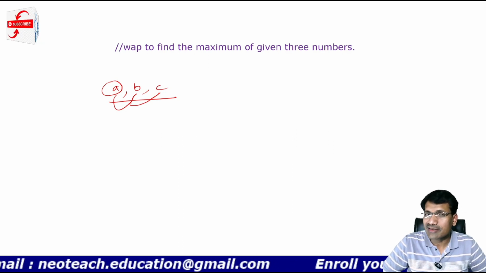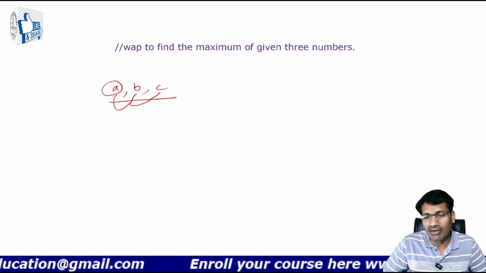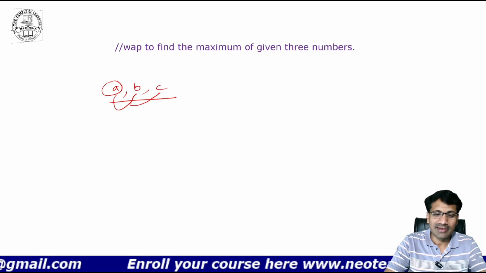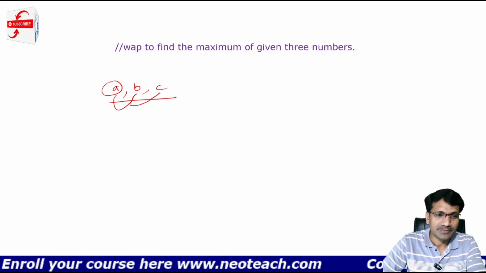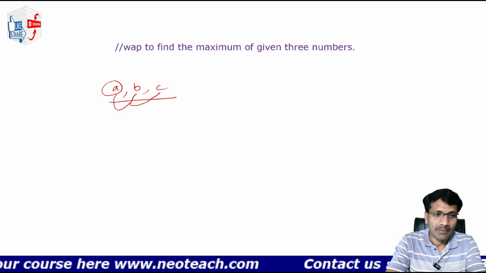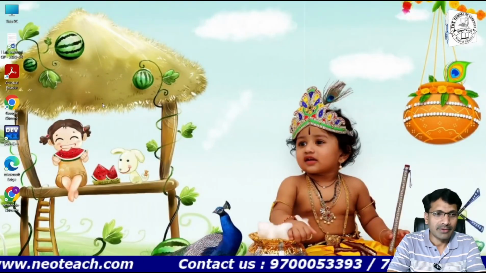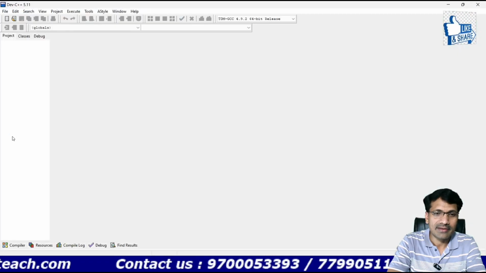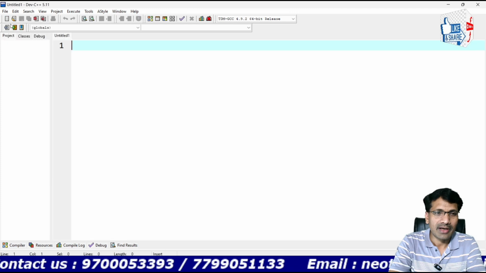That means you take the decision of B greater than C. If B is the maximum, then print B, or else directly C. So like this we will write the program. For this, let me go to open Dev C++. Let me open this Dev C++ and go to new source file.